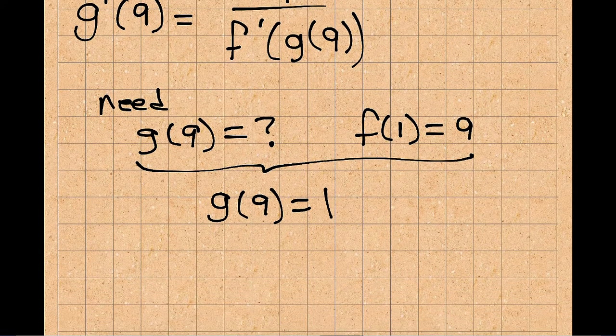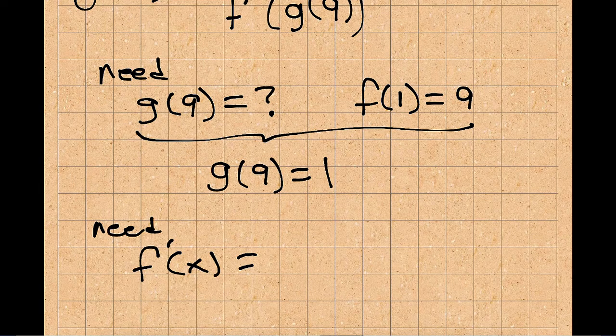Now, we also need f prime of x. Well, f prime of x in this problem is really pretty easy. It's a pretty easy polynomial to take the derivative of. You get 6x squared plus 5, and then the 2 goes away because when you differentiate 2, you get 0.